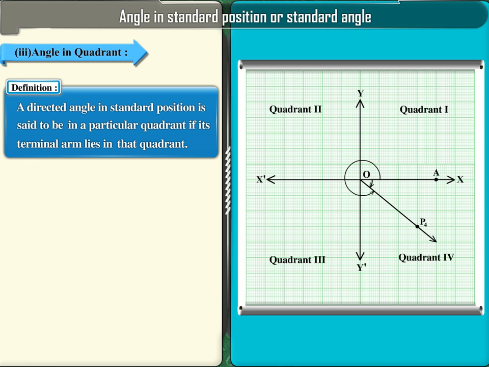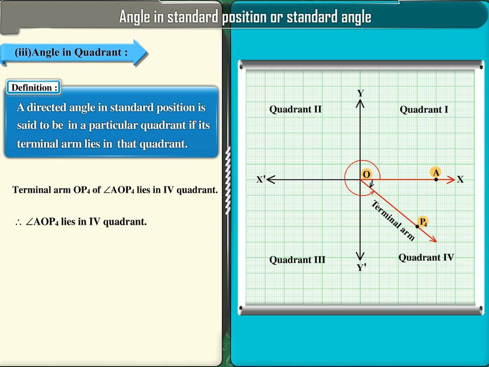In the figure here, the terminal arm OP4 of angle AOP4 lies in the fourth quadrant, and hence the angle AOP4 lies in the fourth quadrant. Its measure lies between 270 degrees and 360 degrees, or it lies between minus 90 degrees and 0 degrees.